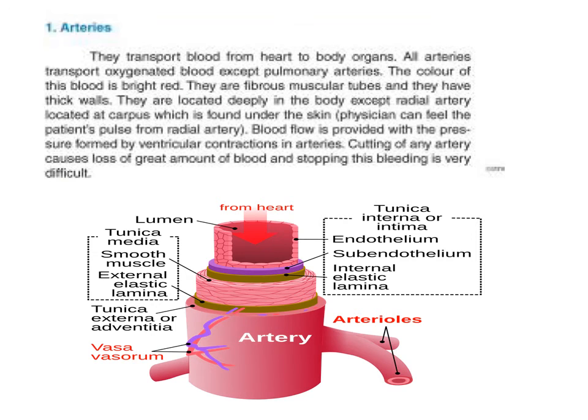Let us talk about the first one, which is called arteries. What are arteries? They transport the blood from the heart to the body organs. Now, what is the function of arteries? Main function: they transport blood from the heart to the body organs. All arteries, that is very important. The next: all arteries transport oxygenated blood.